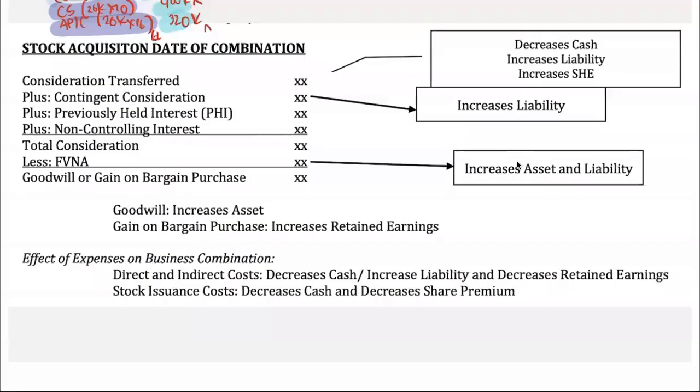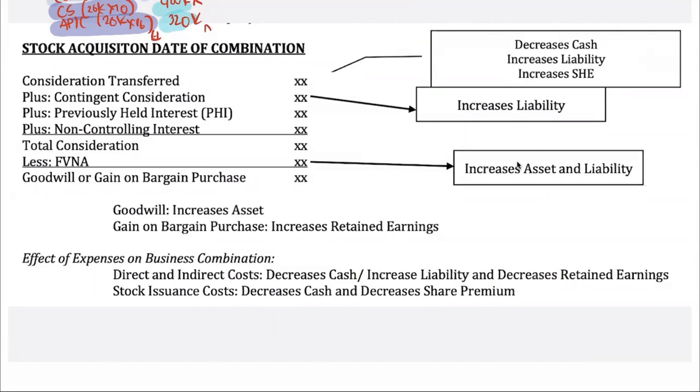So we're done now discussing your business combination through an asset acquisition and its consolidation. We already talked about the effect of an asset acquisition when we consolidate it. Now we talk about your stock acquisition date of combination. In your stock acquisition date of combination, only two items are different as compared to your asset acquisition.